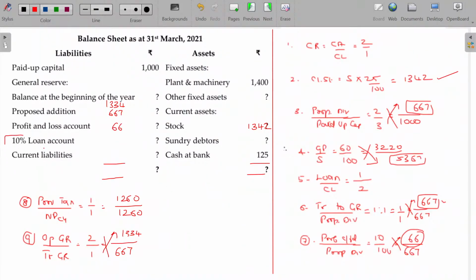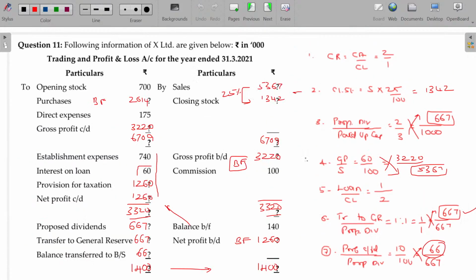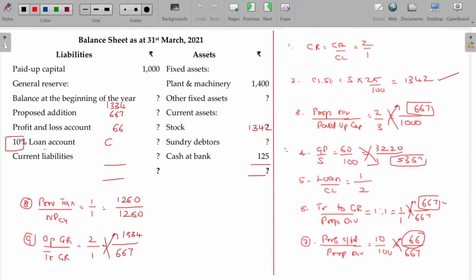Then loan account, 10% loan. Here, interest on loan being 60 rupees. Interest being 60, where the rate of interest being 10% means what could be the loan? 600. So here it should be 600 loan.